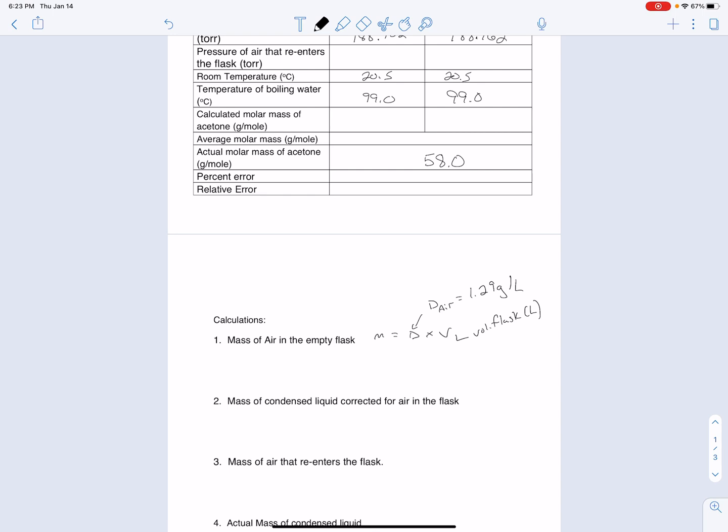That flask itself was 207.44 when filled with water, minus 61.917 when empty. And so the volume of the flask, 207.44 minus 61.917 is 145.523 milliliters.